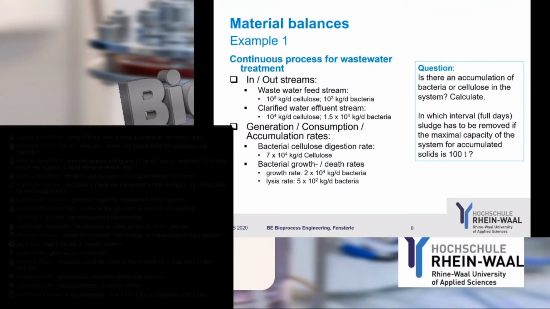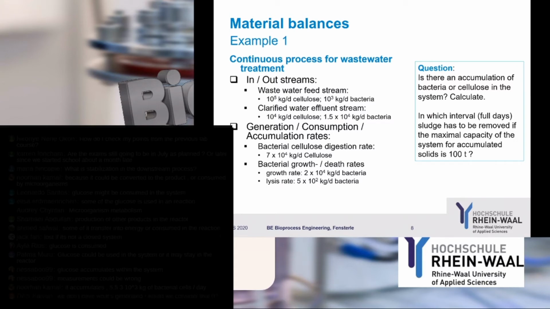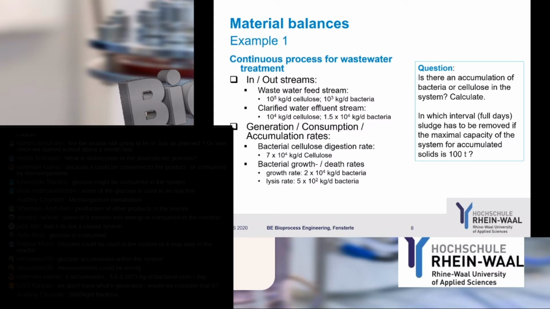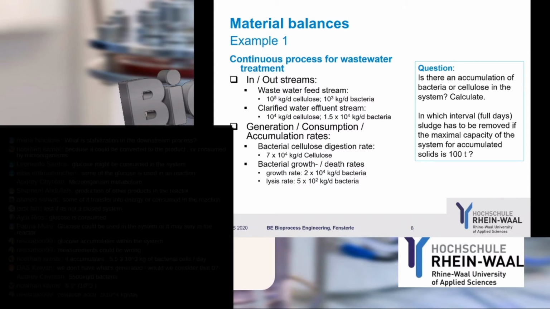Yeah, here we have a response. So it's 5.5 times 10 to the 3 kilograms of bacterial cells per day. And this is for the bacteria, which is good. 5,500 kilograms per day bacteria. It's the same result. Always use the scientific notation because it makes life way easier. And we have the cellulose accumulation 2 times 10 to the 4 kilograms per day.